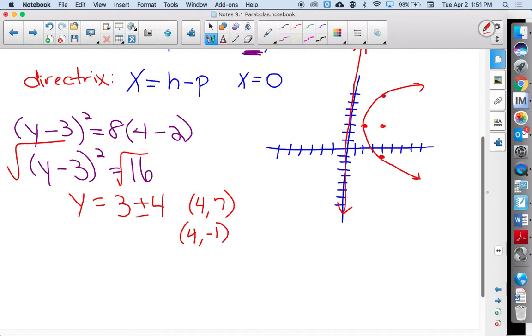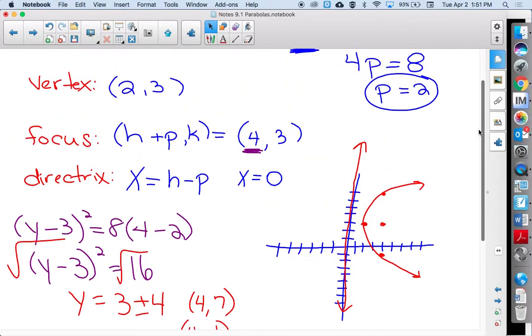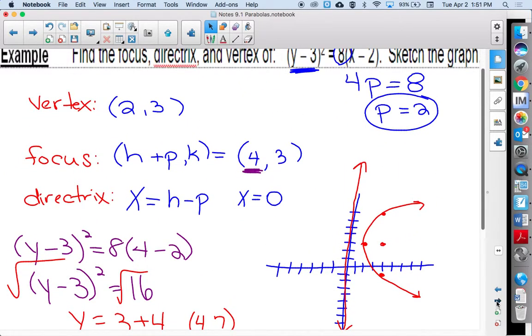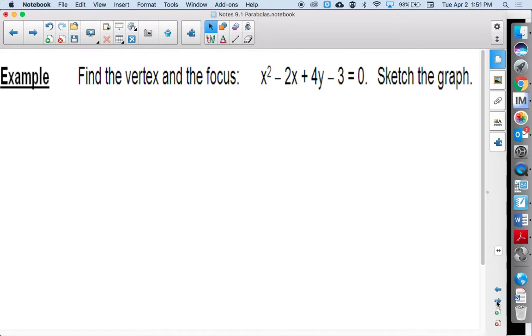So we're going to see if we can do another one. The second one, of course, you're going to have to do a little bit of work for. So it's not in the standard form that this first one was in. Find the vertex and the focus. We actually need the directrix too, because it does say to sketch the graph. x squared minus 2x plus 4y minus 3 equals 0.